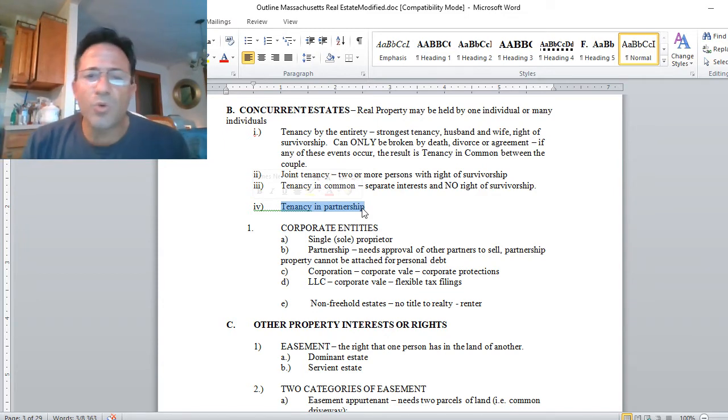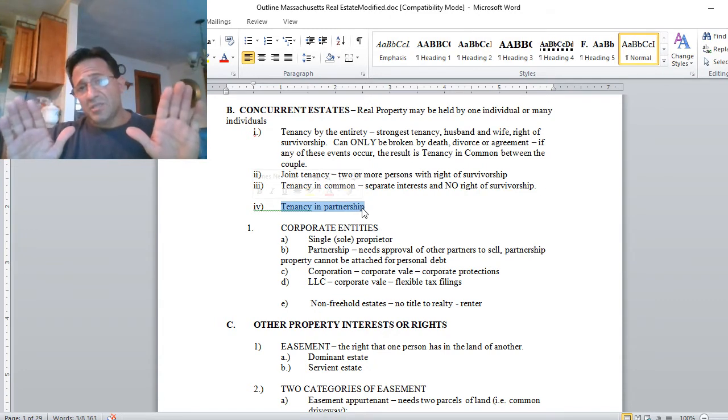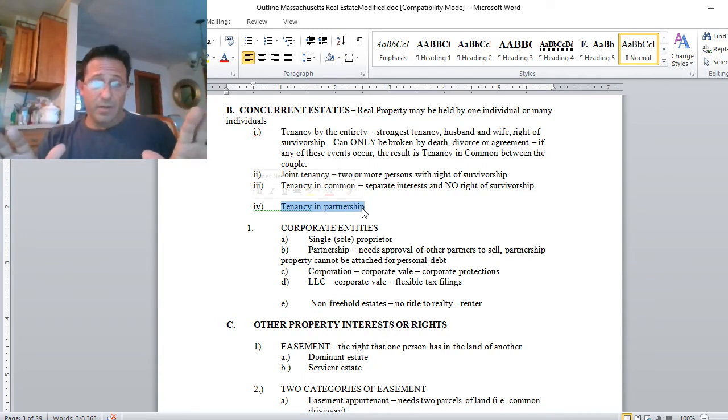What you want to take out of that section in the book is that both parties need to sign off on the deed, like they were married. They both need to sign off on the deed to convey title. If one party dies, there's a right of survivorship. The other party holds 100% interest.